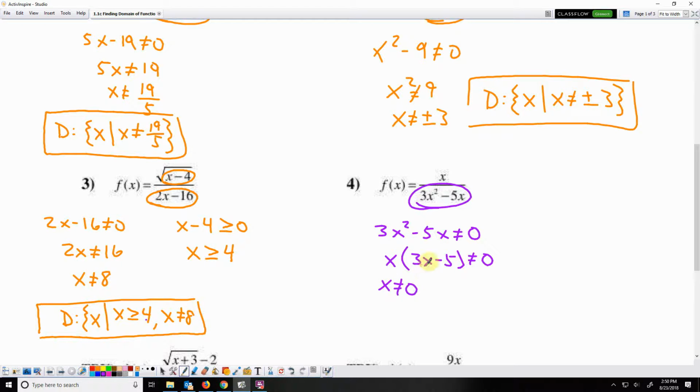The other solution comes from solving this when set equal to 0. 3x minus 5 equals 0. So when I move that 5 over, it becomes positive, and then I'll divide by 3, so I would get x equals 5/3. So I've got two things that x cannot equal. So the domain is the set of all x such that x does not equal 0 or 5/3.